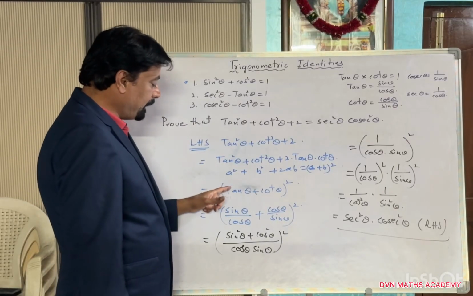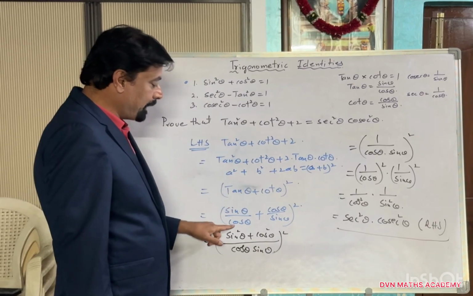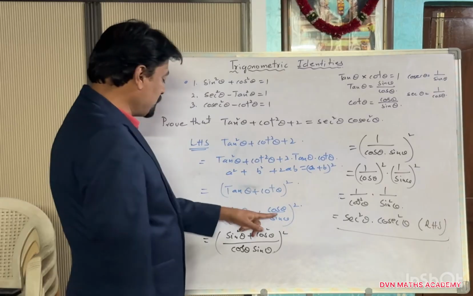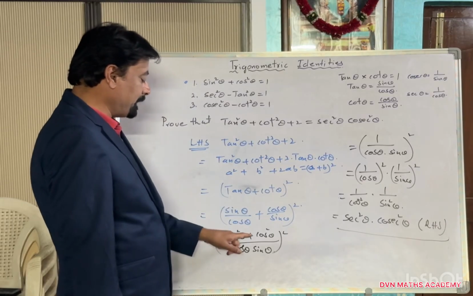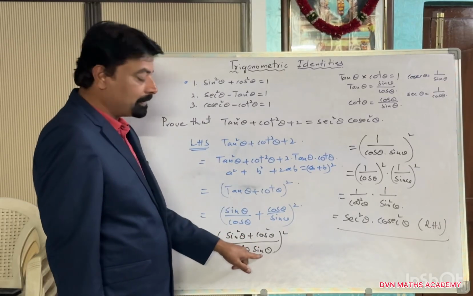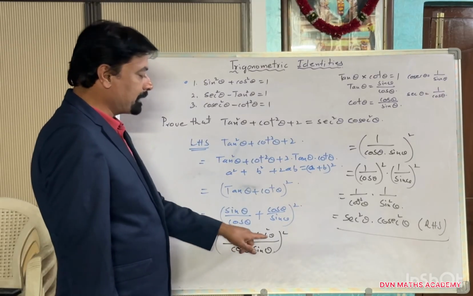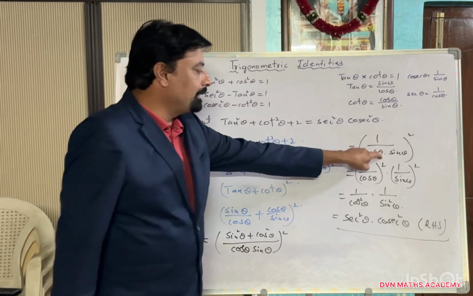Here, first identity: in place of tan theta, I wrote sin theta by cos theta, and cot theta is equal to cos theta by sin theta. Afterwards, if we go for the LCM, this becomes (sin square theta plus cos square theta) by cos theta into sin theta. Again, I used one identity, that is sin square theta plus cos square theta is 1, over cos theta into sin theta.